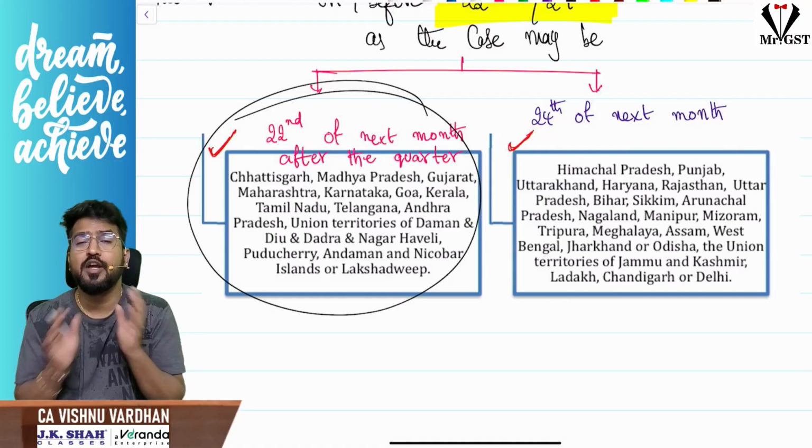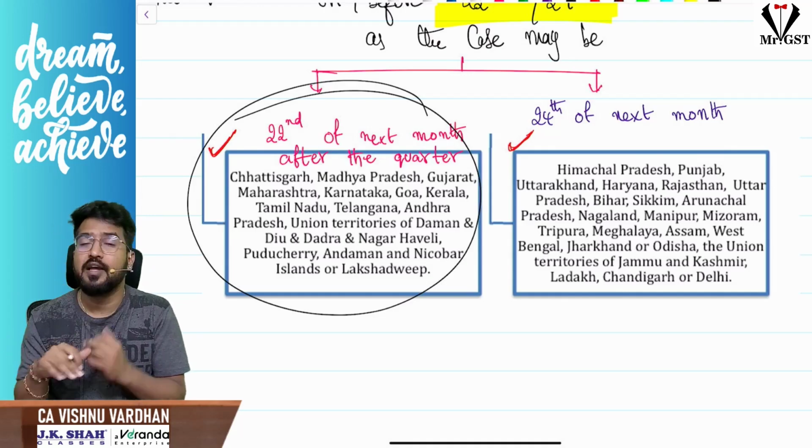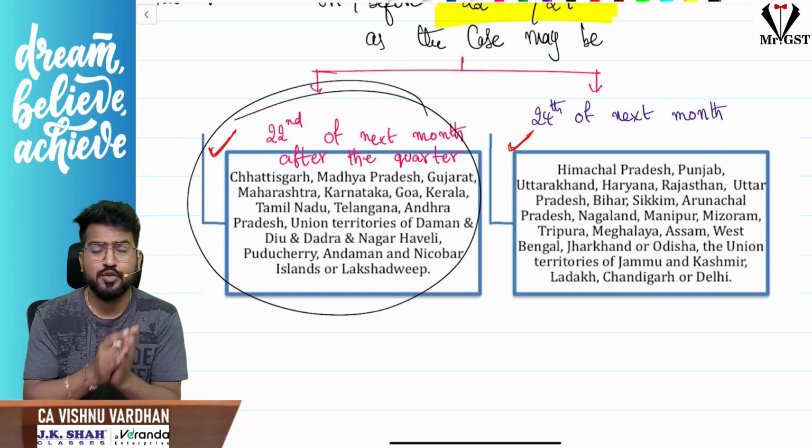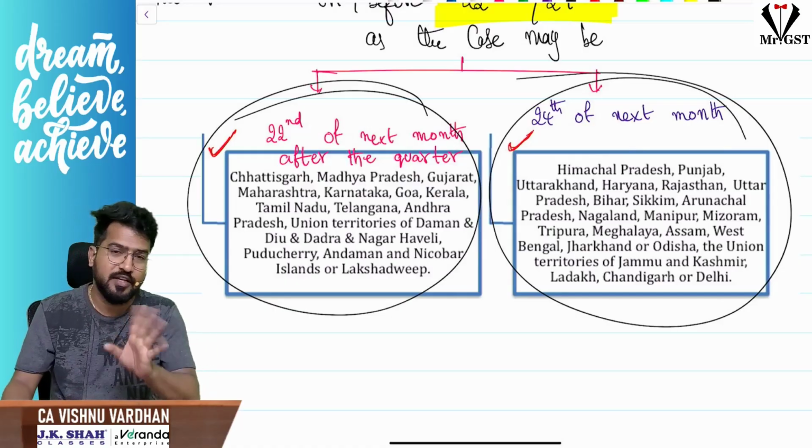Once the quarter is over, you should file GSTR 3B. Once the quarter is over, next month 22nd. And in the same way, once the quarter is over, if you are staying in these states, the 24th of the next month you have to file GSTR 3B. That is the situation.